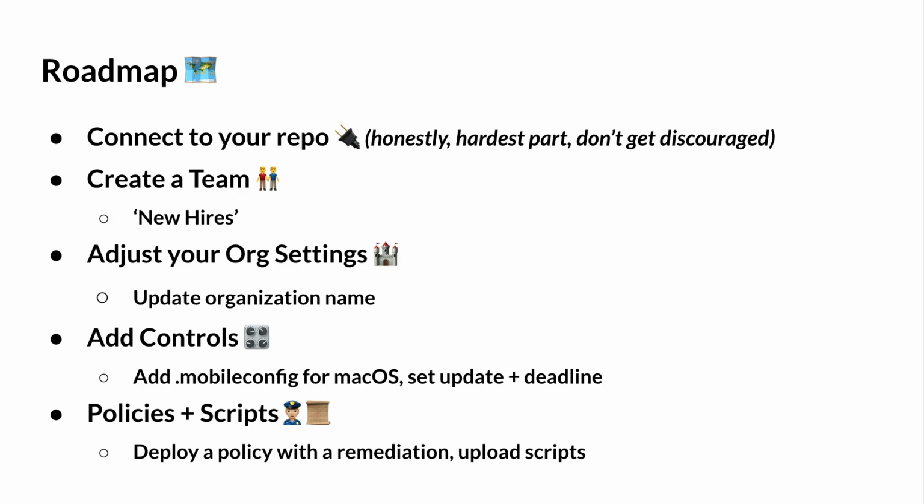Like I said, we're starting with this repo, and then we're going to do the connection to our Fleet instance. Honestly, it's the hardest part. Don't get discouraged. We're here to help. Then we're going to do a couple things in code. We're going to create a team, adjust our organization settings, add some mobile configs, and set a macOS update deadline. Then we're going to add a policy and some scripts to our repo. As we go along, you're going to be building this Fleet instance.